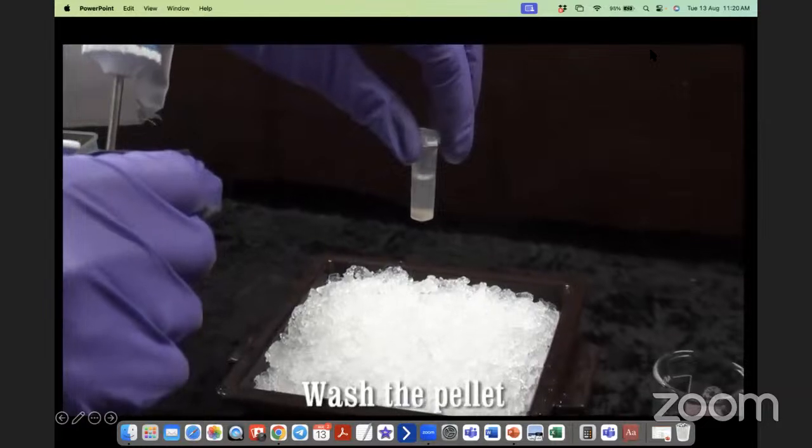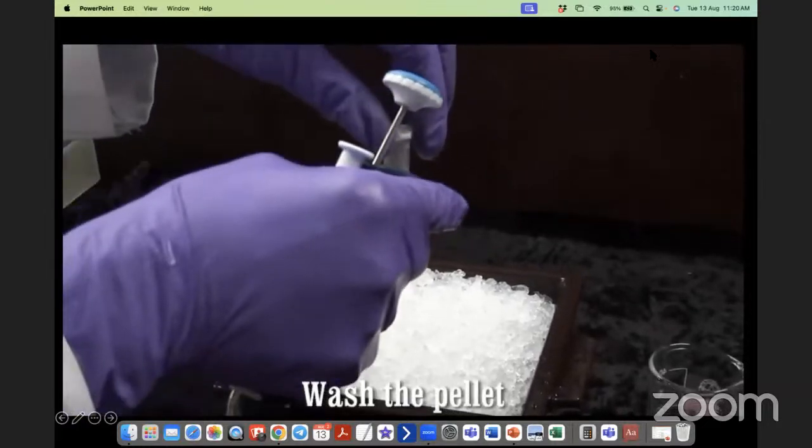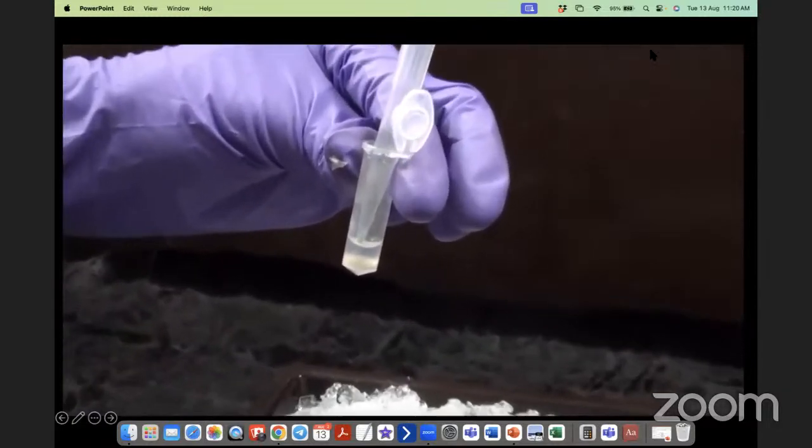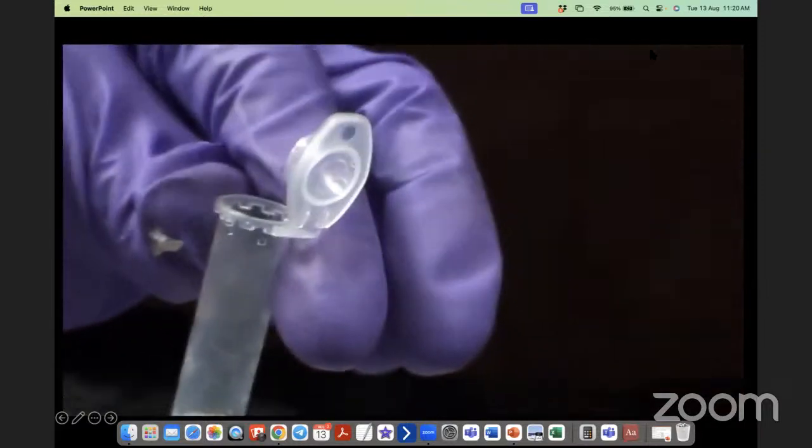Transfer the pellet obtained containing intact bacterial cells to a fresh microcentrifuge tube. Wash this pellet thoroughly with phosphate buffer to remove any unwanted debris.